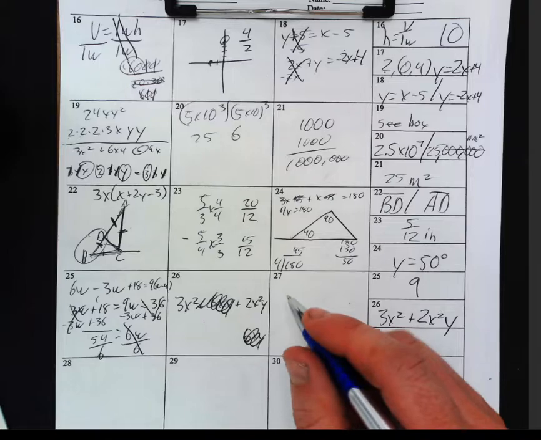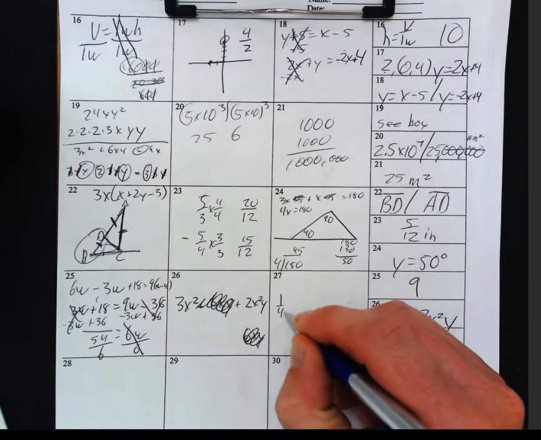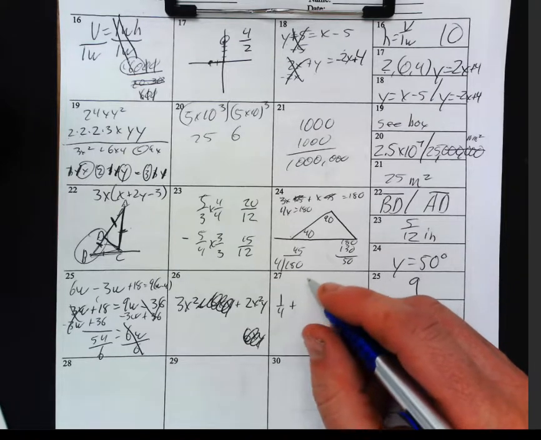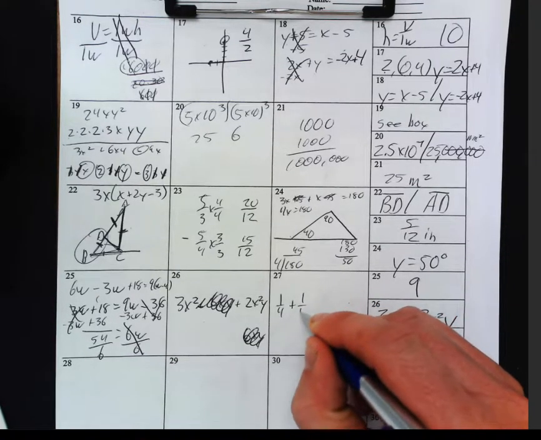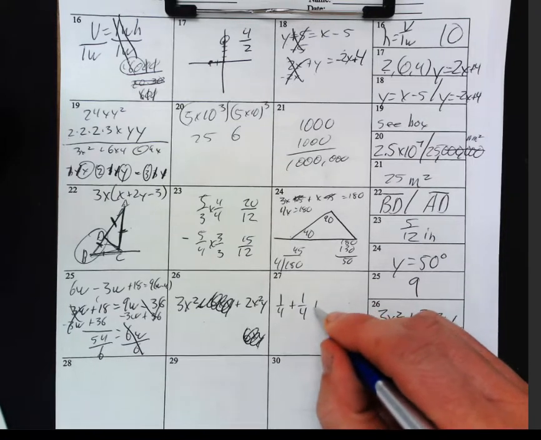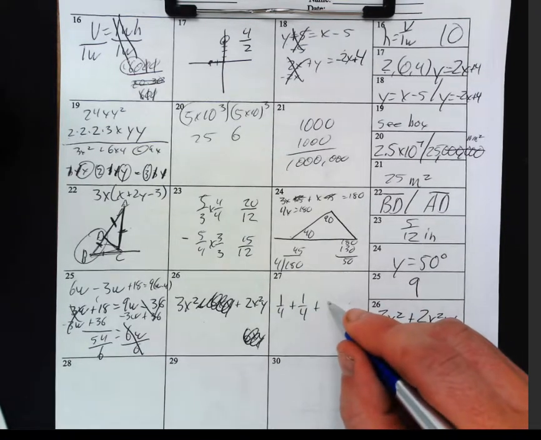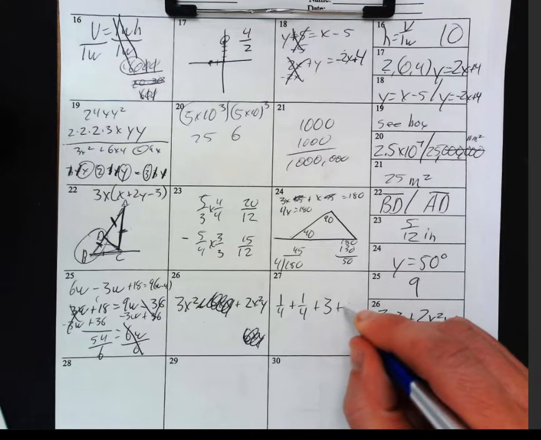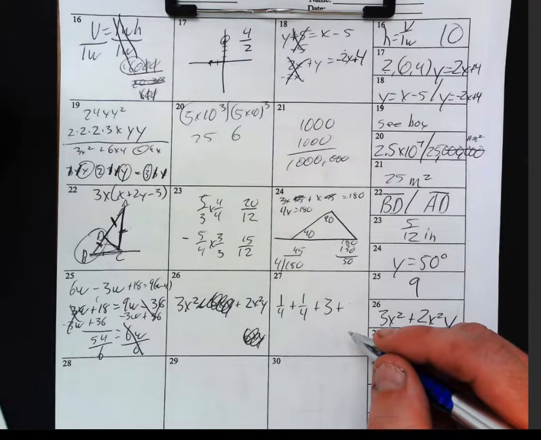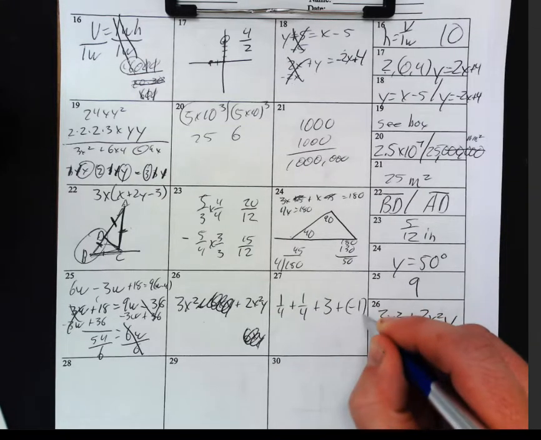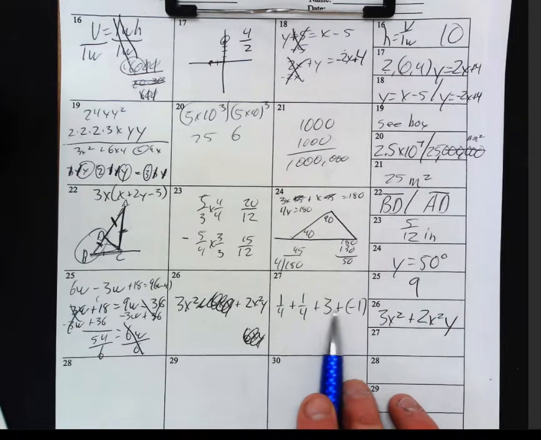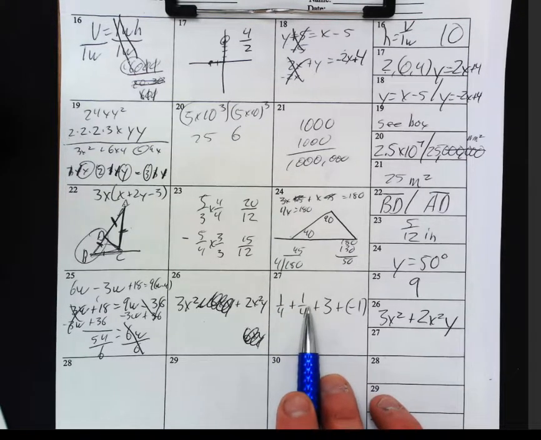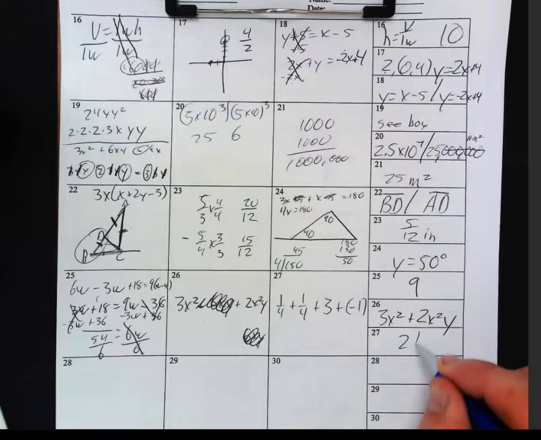27. 2 to the negative second is 1/4. Plus 4 to the negative first is also 1/4. Plus the cube root of 27 is 3, because 3 times 3 times 3 is 27. Plus negative 1 cubed is negative 1. So guys, I'm just going to do the math back here. 3 minus 1 is 2. 2 plus a fourth. A fourth plus a fourth is a half. Put them together. 2 and 1/2.